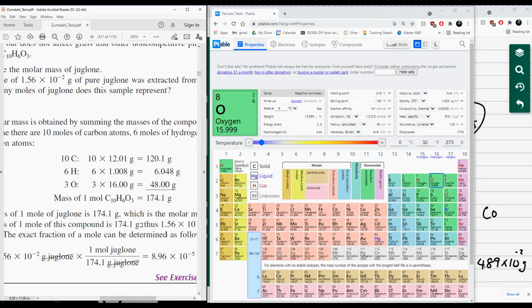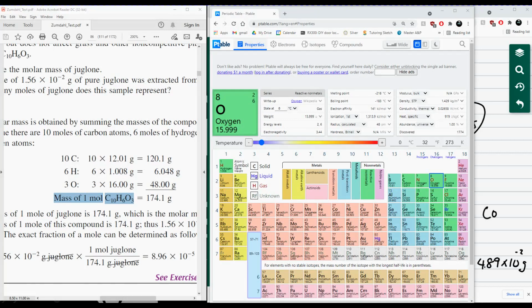For this juglone, the molecular mass can be found by multiplying the individual atomic masses by the quantity based on the subscript, so that 10 carbons will be 120.1 grams. Hydrogen, 6 of them will be 6.048 grams. Oxygen, 3 of them will be 48 grams, and so the mass of 1 mole of this compound is going to be 174.1 grams per 1 mole.